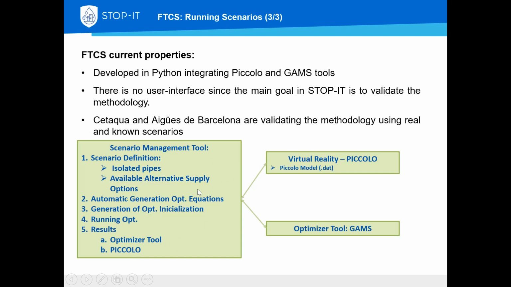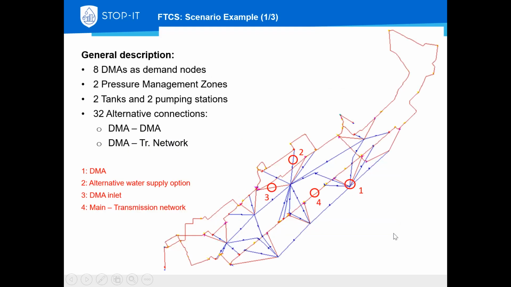All these features are integrated with Piccolo and the optimizer GAMS. In the following slides, we will explain a scenario example. The description of this network is the following.